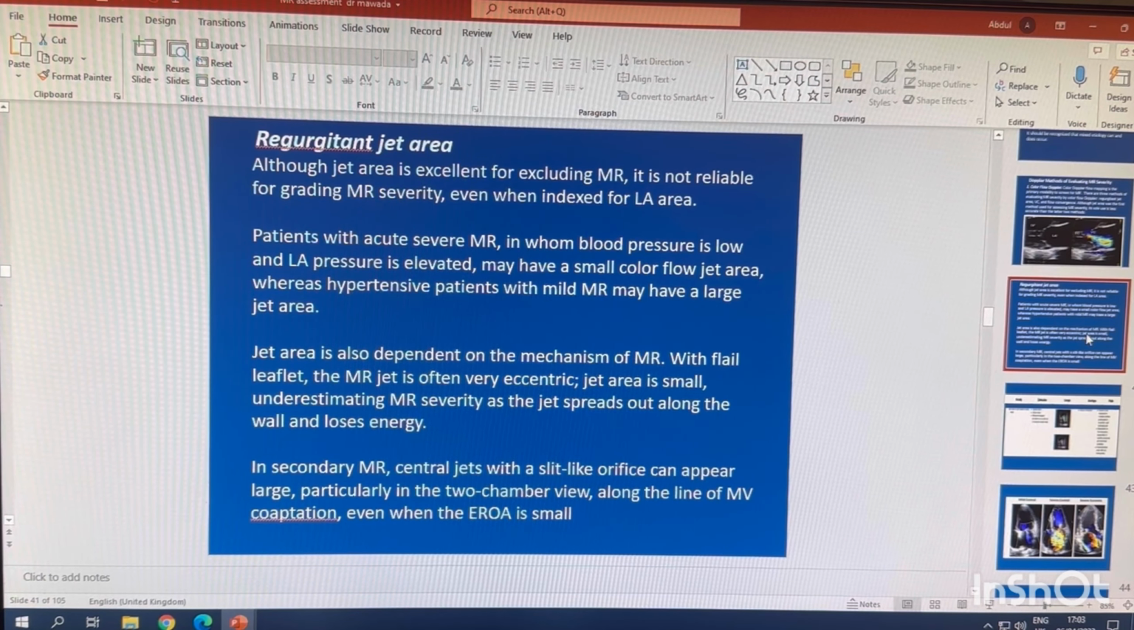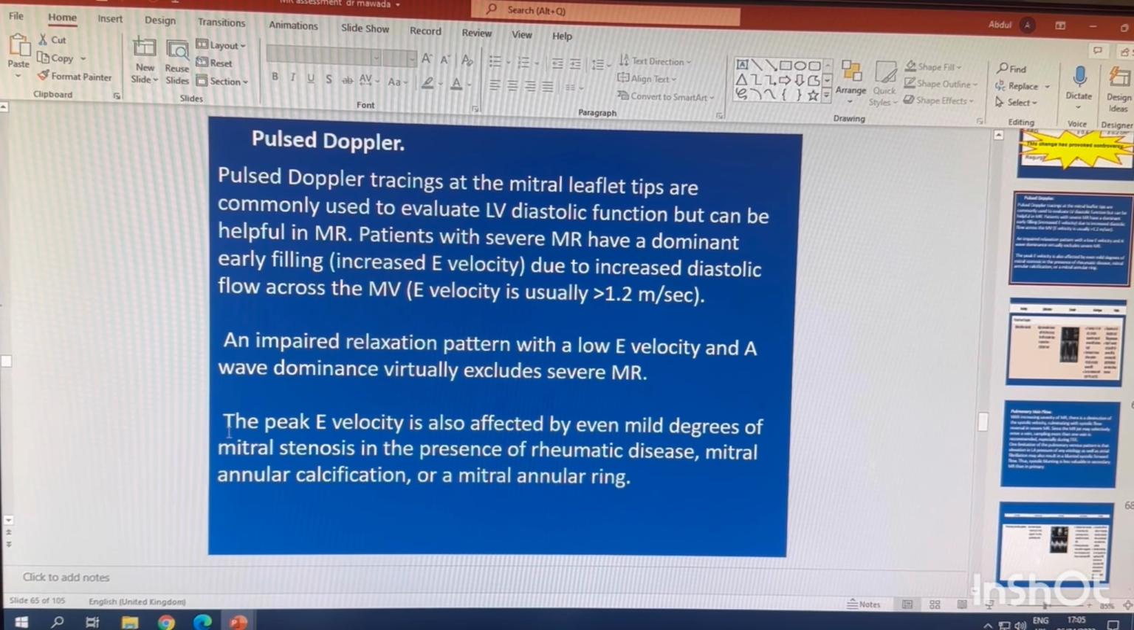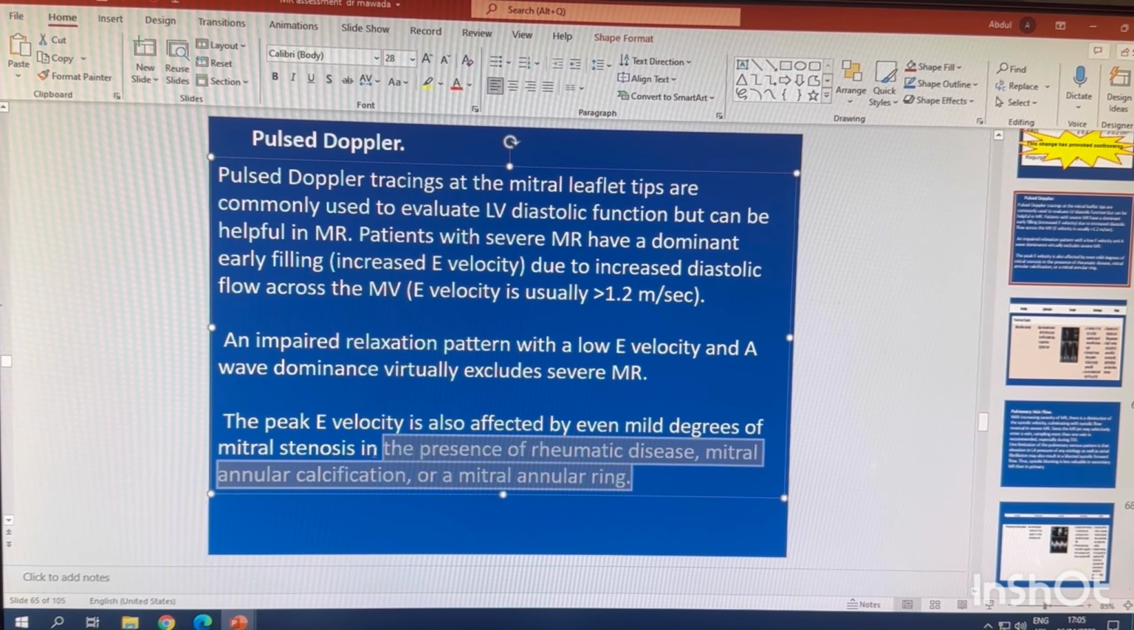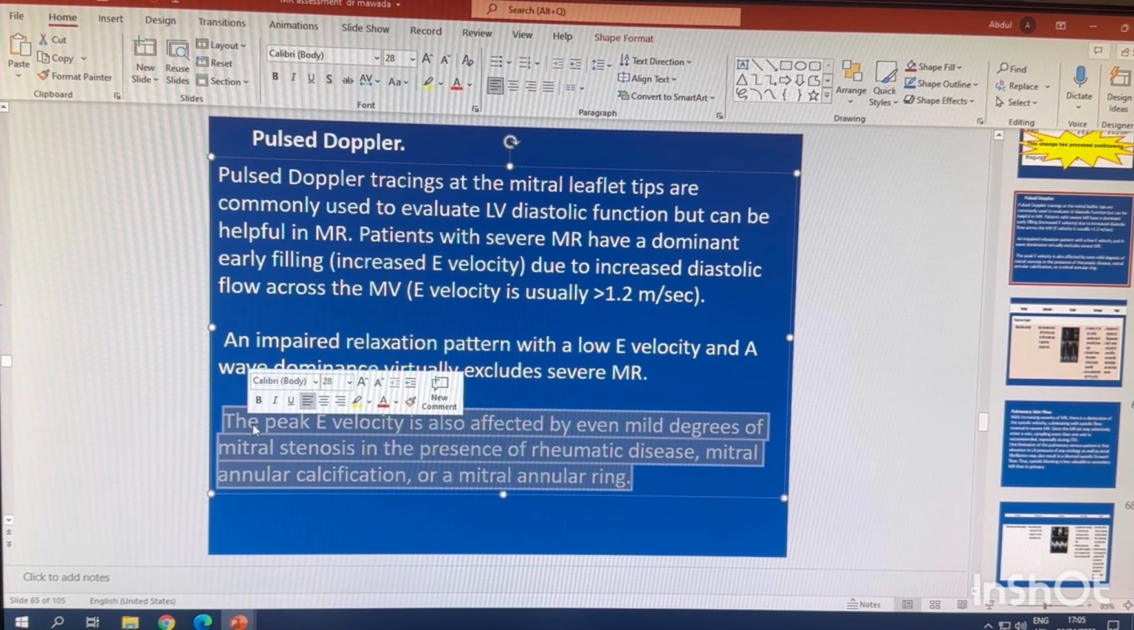Okay, you need to look at your parameters, your regurgitation jet and everything again, to check whether it's maybe not very severe. The next, which is a very important point, is this one. The peak E velocity is also affected by even mild degrees of mitral stenosis in the presence of rheumatic disease, mitral annular calcification or mitral annular ring. So in these conditions, you should not try to use mitral E velocity.